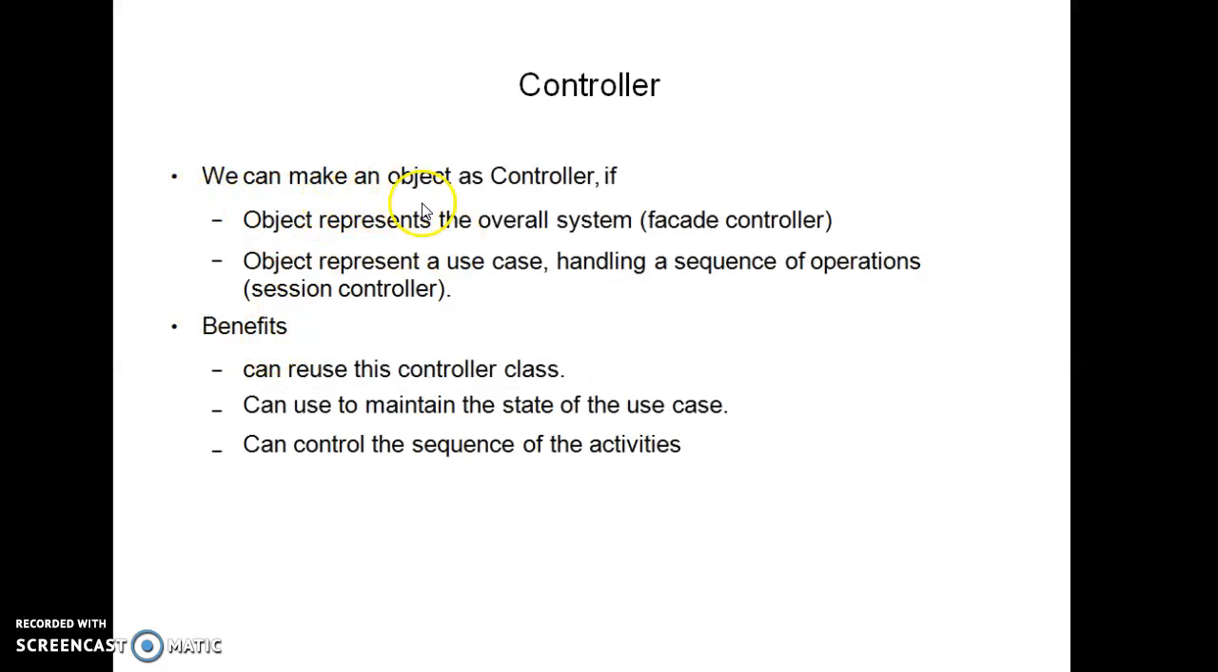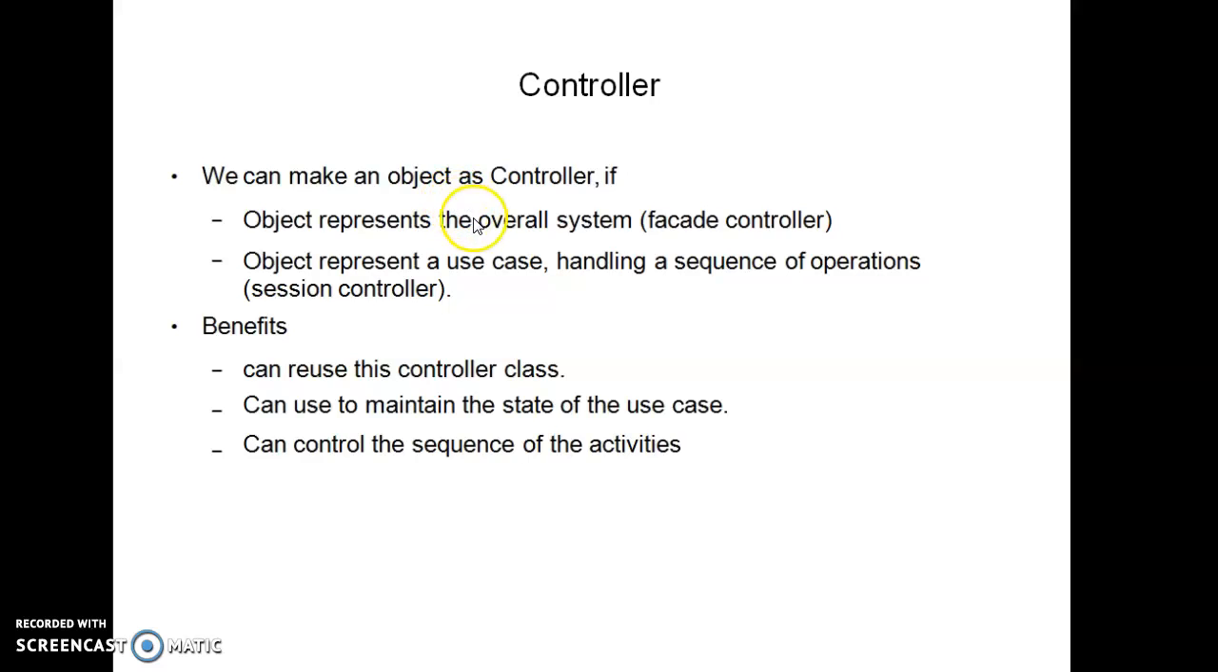We can make an object a controller if the object represents the overall system, that is a facade controller. If the object is representing the overall system, that means it is a facade controller. And second, if the object represents a use case and handles the sequence of operations, that means all the sequence of operations performed by a particular application is known to that controller. Then and only then can that object be made a controller.